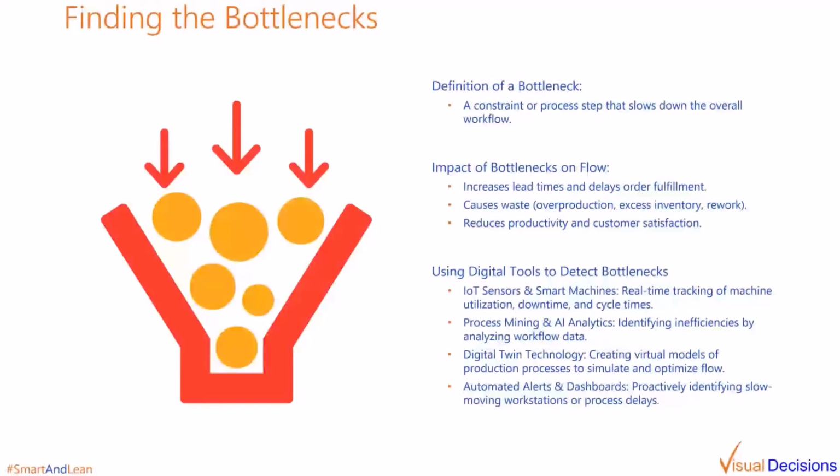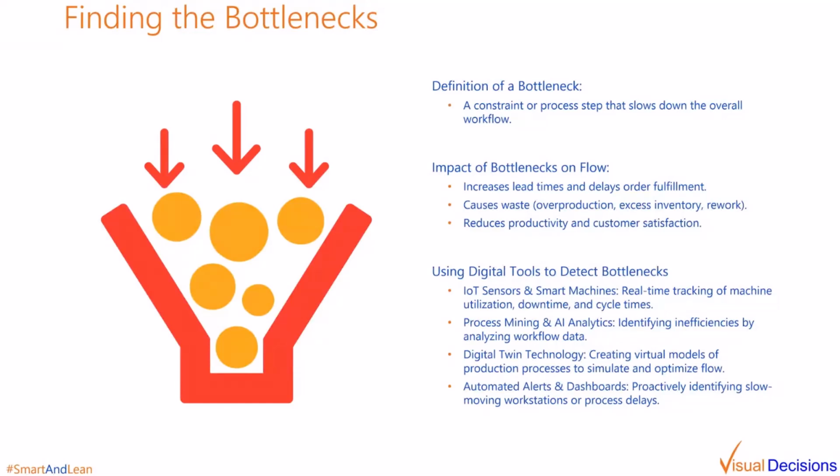Another powerful tool is digital twin technology, which creates a virtual model of the production environment to simulate different scenarios and optimize workflows before implementing changes on the shop floor. This enables manufacturers to predict where future bottlenecks will occur and proactively adjust processes to maintain continuous flow.